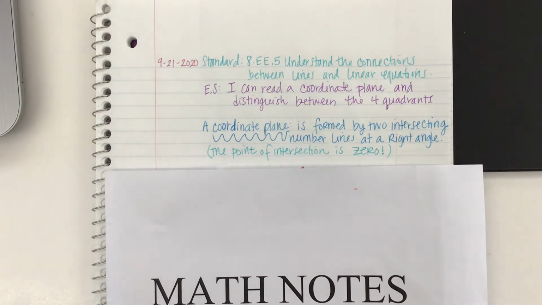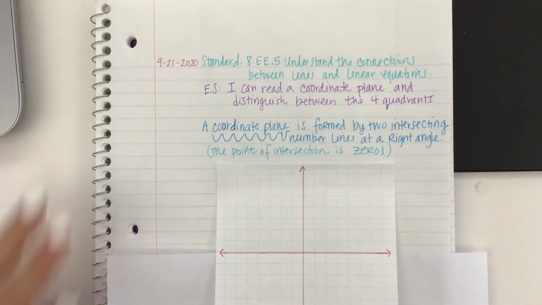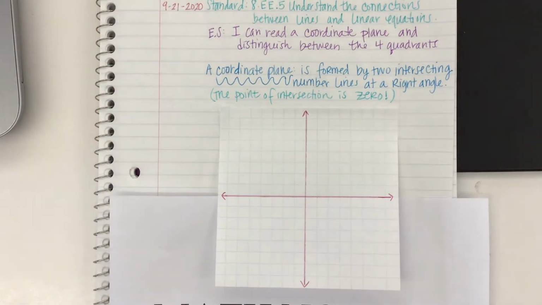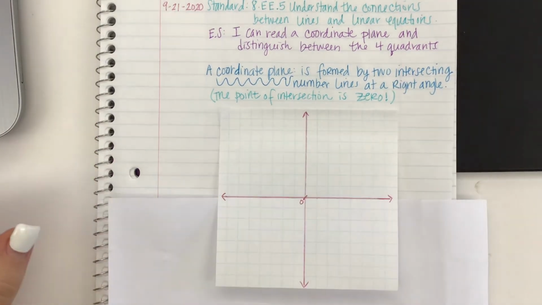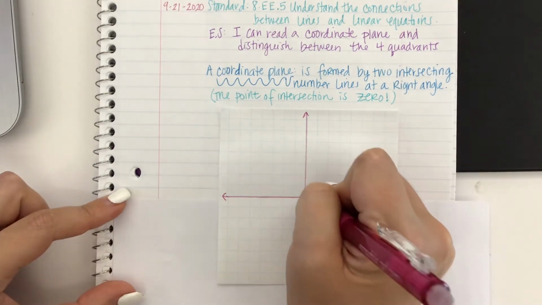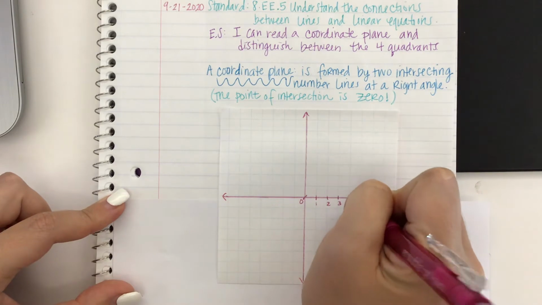at 0, okay? The point of intersection is at 0. So here we have our two intersecting number lines. We're going to go ahead and label our coordinate plane. So again, the point of intersection here is at 0. And if we take the horizontal line, it's just like a regular number line. You're going to go 1, 2, 3, 4, and we'll go up to 5.